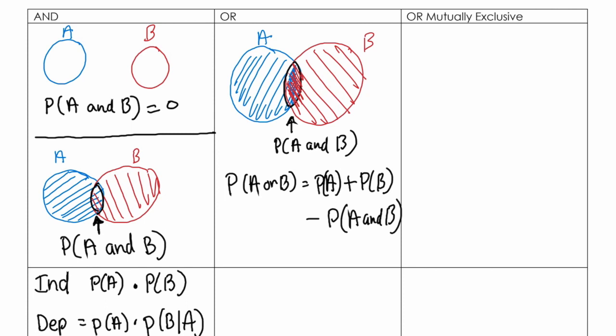Now, we could have a situation where we have an or statement that is mutually exclusive. And mutually exclusive means there's no overlap. It is impossible for event A and B to happen at the same time. An example of two events that are mutually exclusive would be, consider birthdays. You only have one birthday. So it's impossible for you to say there's an event that I have a birthday in May and then there's an event that I also have a birthday in July. That's impossible.